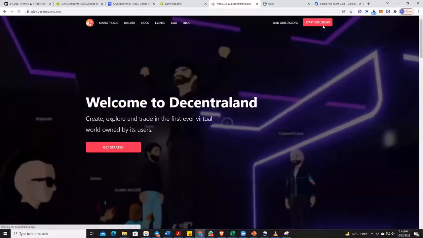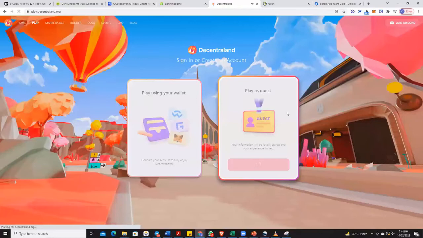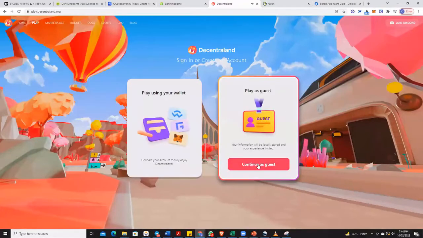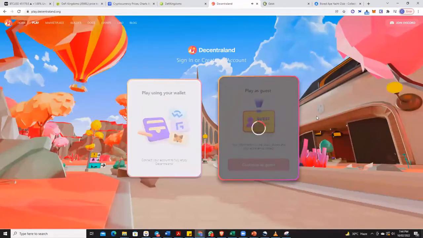This one is going to require me to connect my wallet. I'll go ahead and do that. I just hope that it doesn't crash my computer. All right, so continue as guests. Give this a minute or two. It's going to load, and then you'll see what all the hype is about.